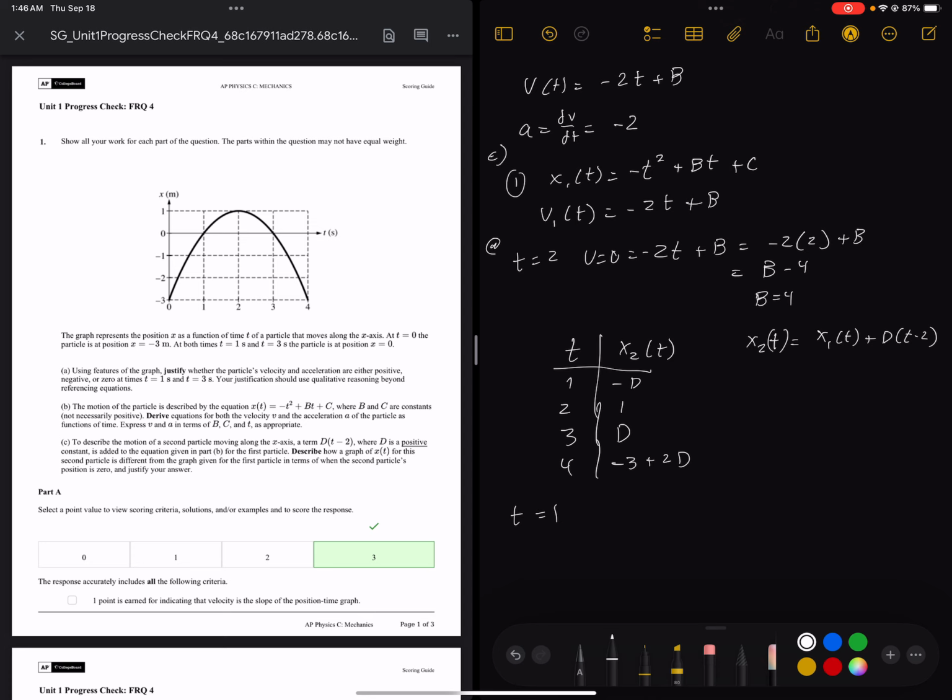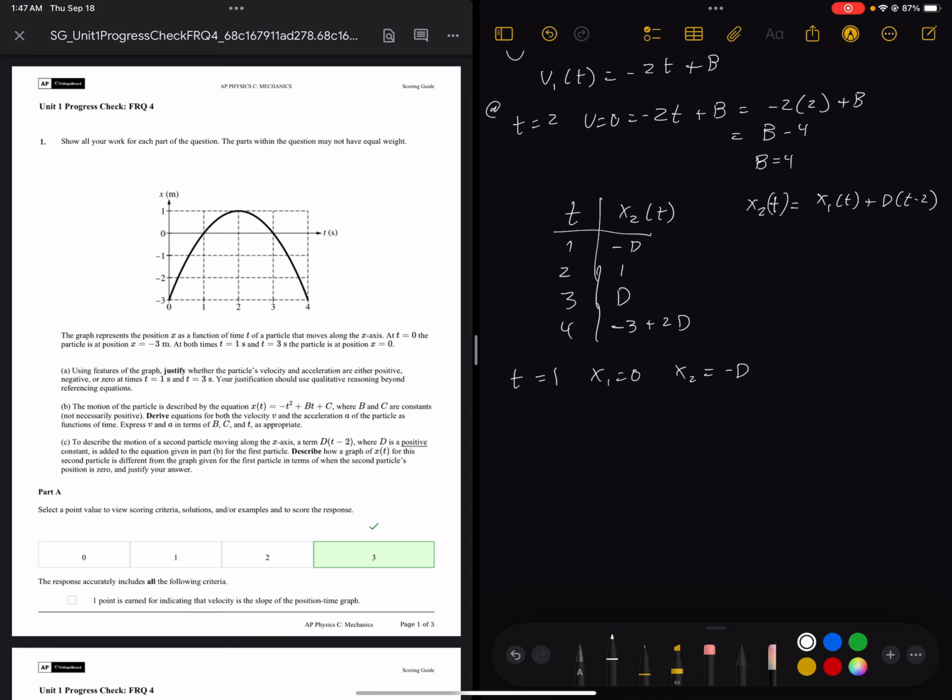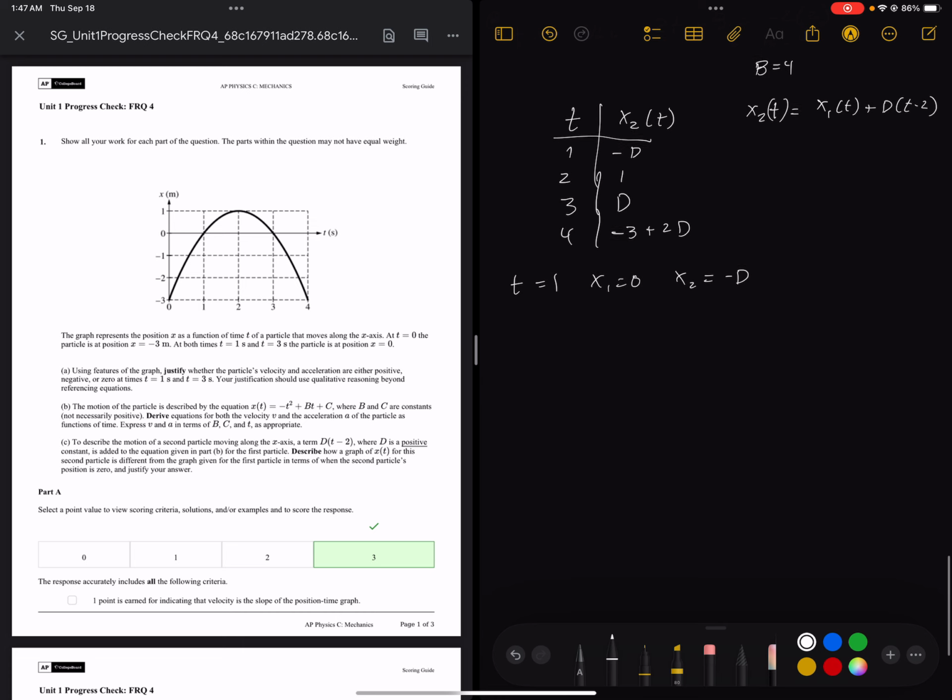So that's one way in which it's different. At t equals 1, I'm just going to write it in terms of the function. So x of 1 equals 0, and x of 2 equals negative d. Because d is a positive constant, we know that the position of particle 2 is going to be negative. At t equals 2, you can just look at the graph. x1 is equal to 1 meter.